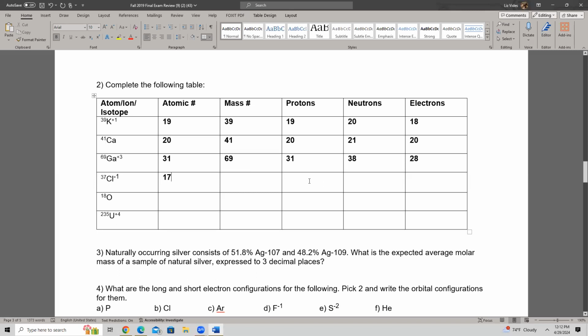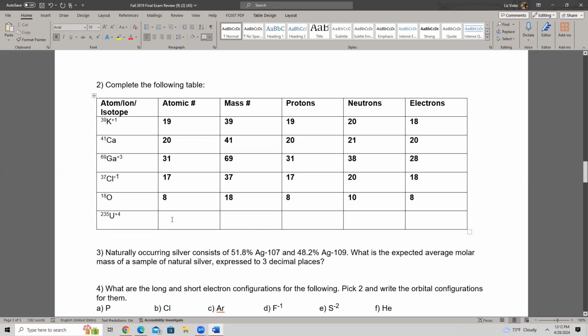17 is our chlorine, our atomic number, so that means our protons are 17. They gave us the mass as 37. It means we have 20 neutrons, and we have a negative charge, which means we have gained 1, so we have 18 electrons. Oxygen normally is 8, right? Atomic number, which is the protons. They gave us a mass of 18, which means we have 10 neutrons and the same number of electrons as protons because we have no charge.